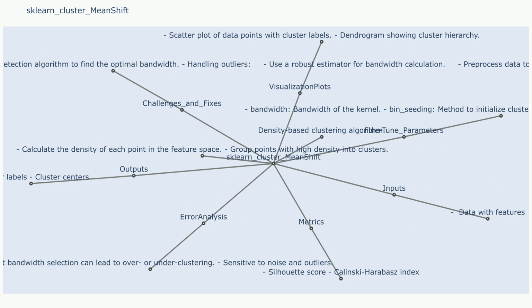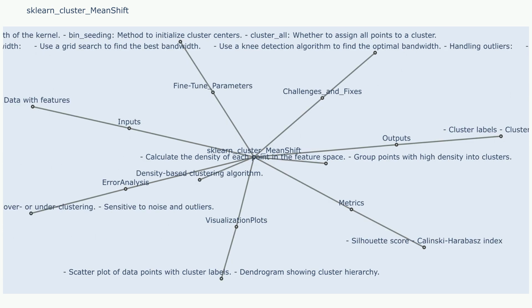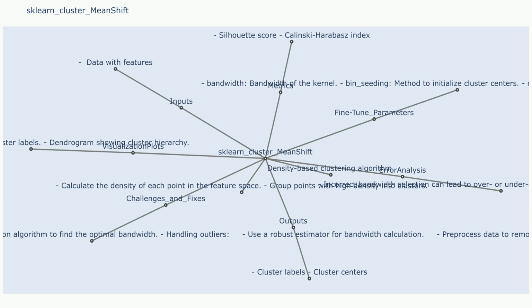Labeling. Once the cluster centers are identified, each data point is assigned to the cluster whose center is closest to it. Metrics. Silhouette score measures how similar a point is to its own cluster compared to other clusters. A score close to 1 indicates good clustering. Calinski-Harabasz index measures the ratio of between-cluster variance to within-cluster variance. A higher score suggests better separation between clusters.